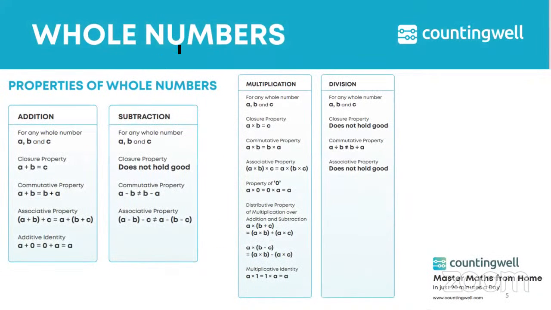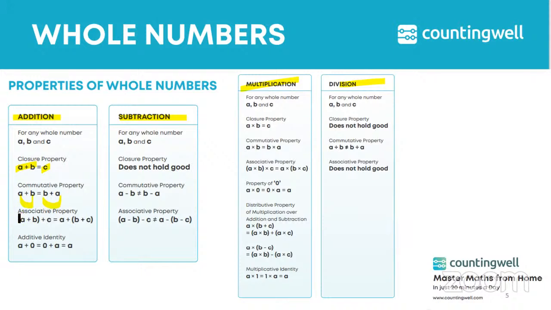Let us see some properties of whole numbers. Let us see properties of whole numbers for addition, subtraction, multiplication and division. For any whole number A, B and C, if we add two whole numbers, then the resulting sum is also a whole number. Whereas the order in which the numbers are added in case of whole numbers doesn't matter in their sum. So A plus B is same as B plus A.